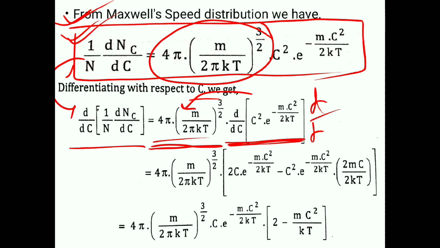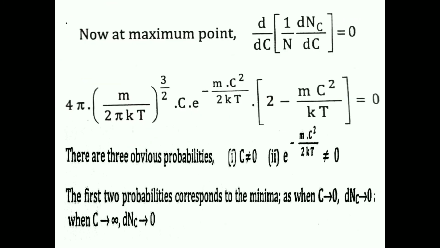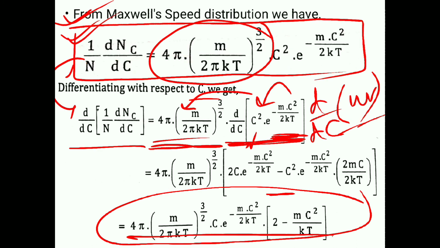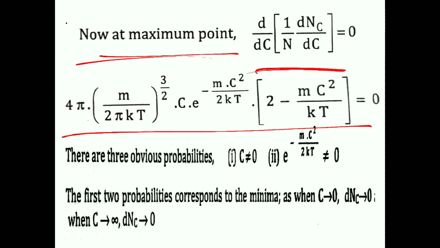Here we differentiate using the product rule, the uv rule, which we all know. First we keep one part constant and differentiate the other, then we keep the other constant and differentiate the first part. Then we get this value. Now, at the maximum point, d/dc of (1/n dn_c/dc) will be equal to 0. That means this part will be equal to 0, and this part will also be equal to 0.